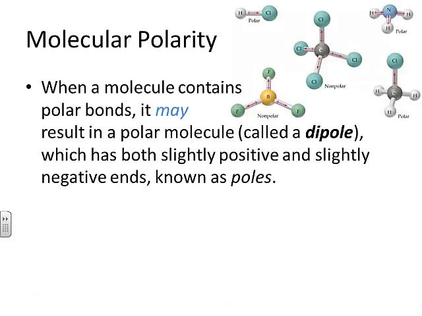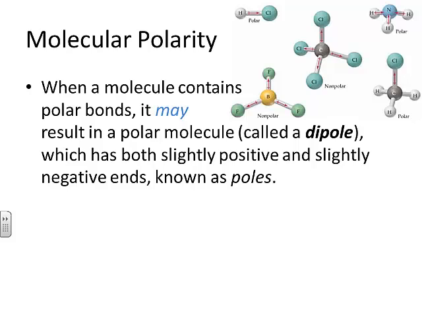Now we've been looking at bond polarity, but what about molecules as a whole? When a molecule contains polar bonds, it may also result in a polar molecule, meaning the molecule as a whole has a direction of polarity. We call that a dipole.